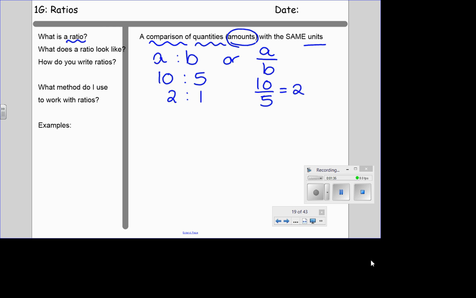One of the methods that we use is called the unitary method. So for example, you might have a comparison of quantities, and you might need to reduce it down to what that actually means for one unit that we're dealing with. So the unitary method, like my apples to oranges example, 10 to 5 reduces down to 2 to 1. So I know that for every orange, I have 2 apples, right? So you can reduce it down so you know exactly how much 1 is worth, and that means you can then use it for other quantities as well.